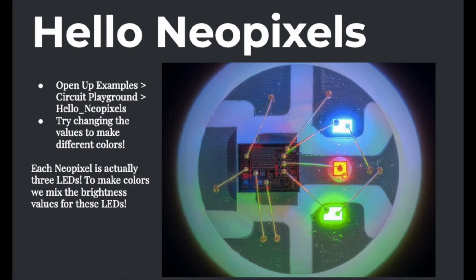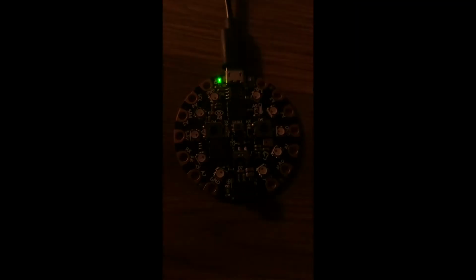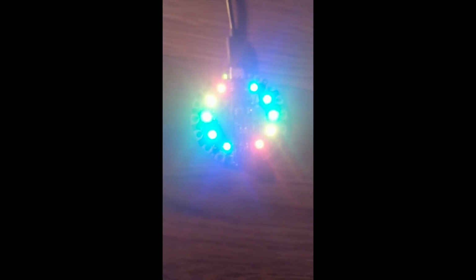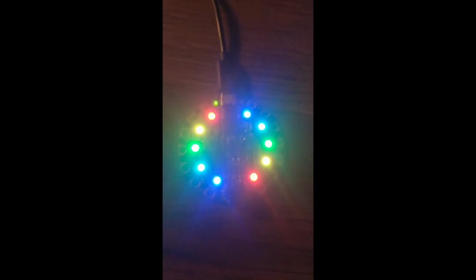You can try this out for yourself by using the Hello Neopixel sketch. Try changing the last 3 numbers in the parentheses to mix the red, green, and blue color values. Let's give this a try. We see our LEDs light up with various rainbow colors, and then they go black. This happens at a half-second cycle.